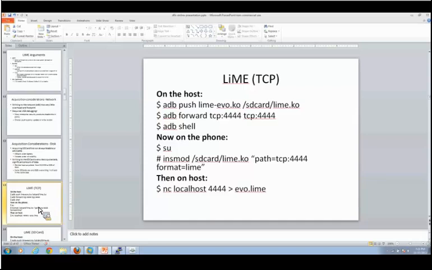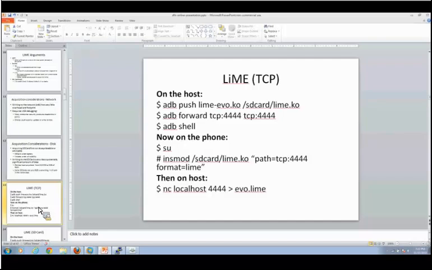And you're looking at the parameters that we use for this sample, which was our path is tcp with the port that we forwarded and a format of lime. Now on the host, the kernel module is going to be sitting there waiting to dump memory, and then on the host, you netcat to localhost on 444. That, again, is going back over the USB cord to your forwarded port, and you get your memory dump. So it's a few steps, and I might not have explained it the best way, but hopefully it makes sense. The idea is you have your USB cord to a phone, and you're dumping memory over the network, which is really an A to B connection.